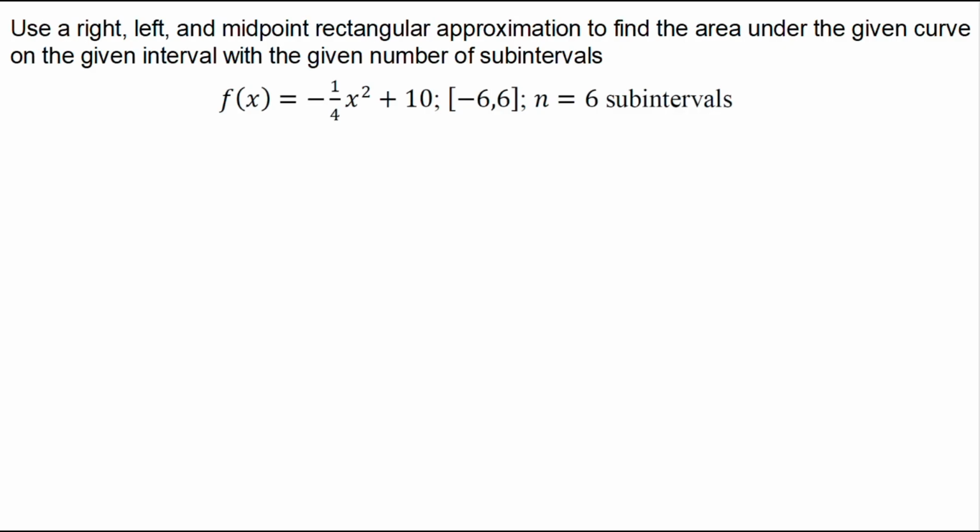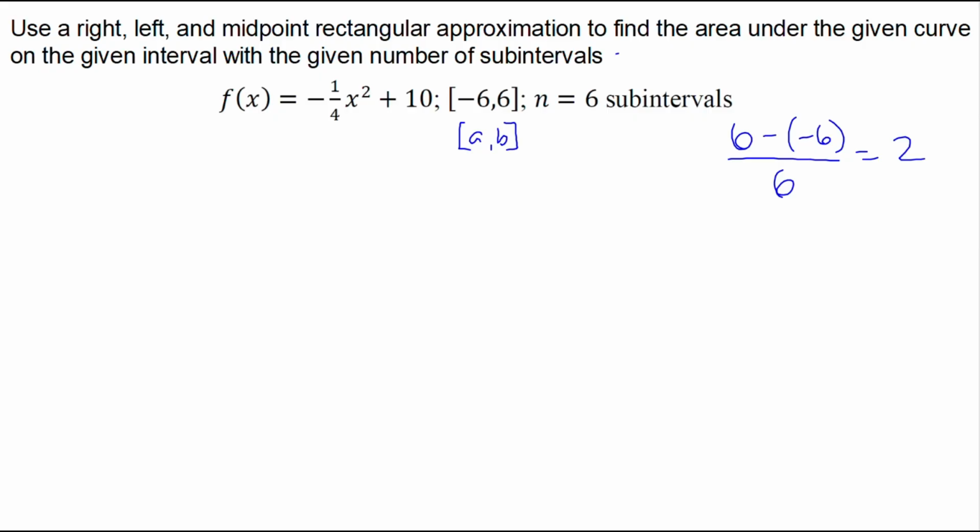So for our next one here, we just got a new function, negative 1/4 x squared plus 10. This time we're going from negative 6 to 6, and we're doing 6 subintervals. So in order to figure out the length of the subintervals, we should do b minus a and divide it by n, the number of subintervals, right? And this is always the interval from a to b here. And so that ends up being 2, right? We get 12 over 6, which is 2, which means the length of each of these subintervals is 2 units.